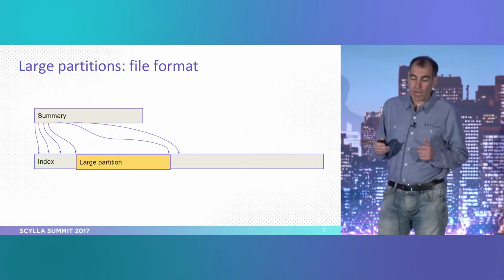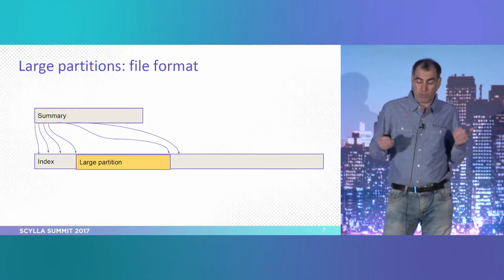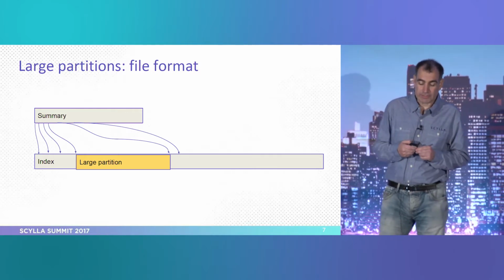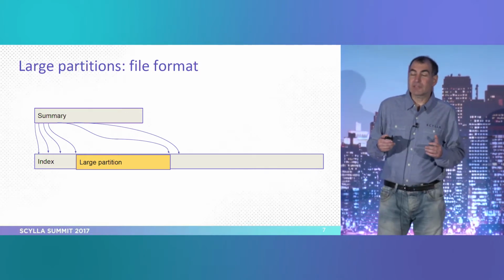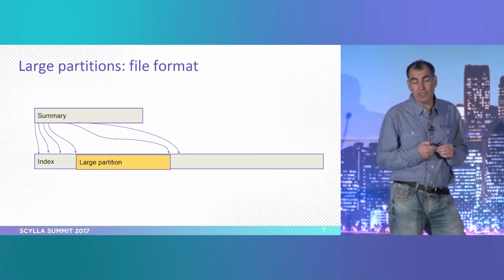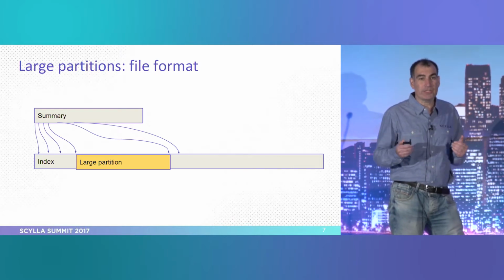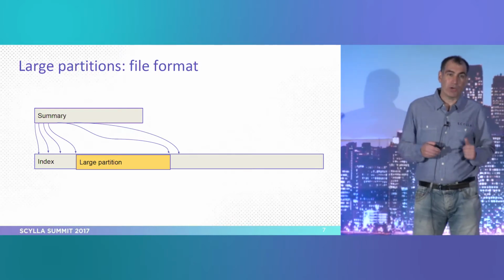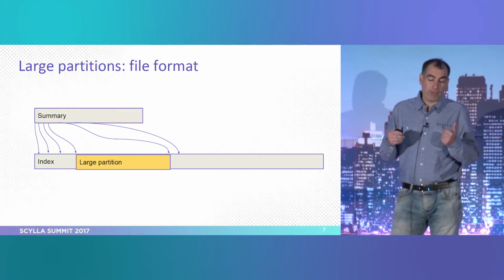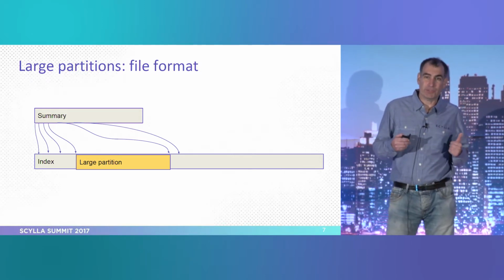So where are the problems with large partitions? There are many. For example, one of the biggest problems is with the file format that we share with Cassandra. And the way that indexing works is that you start with a summary, which is a file that is resident in memory, and you use the partition key to locate a section in the index. And you have one section in the index per partition. And from then on, you use the section in the index to locate the particular row.